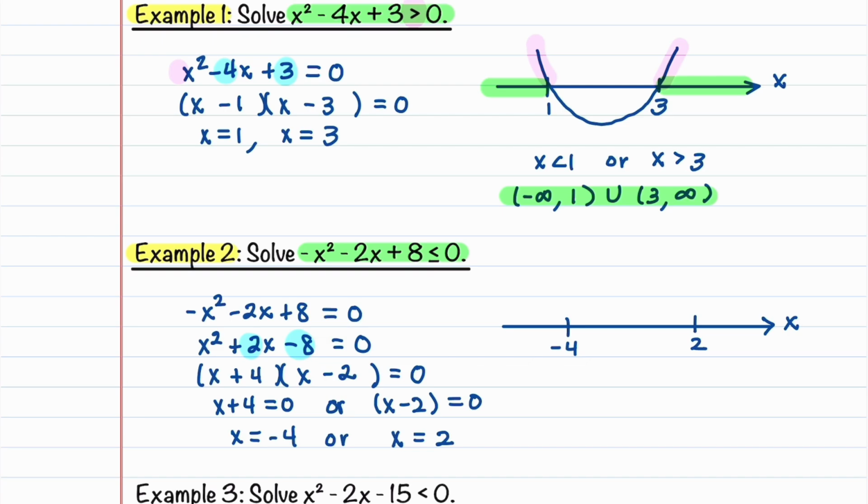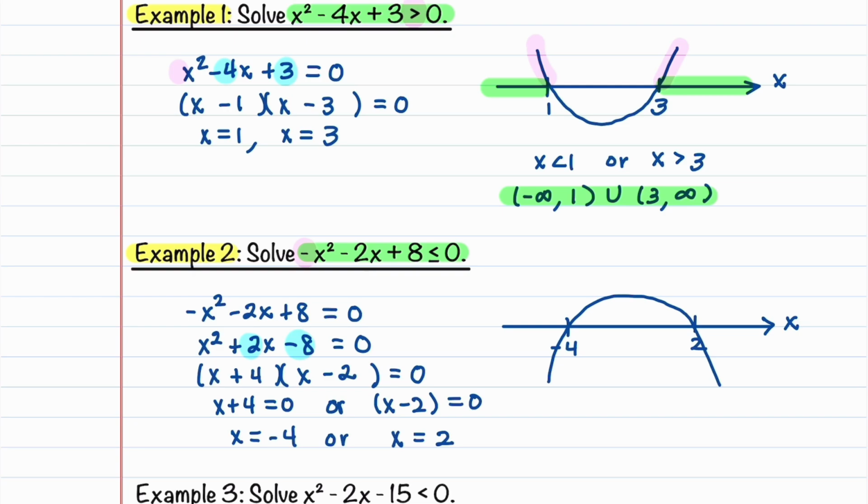And then let's notice that in this inequality, we have a negative in front of the x squared, so that means our parabola is going to open downward, and we can just sketch it like this.